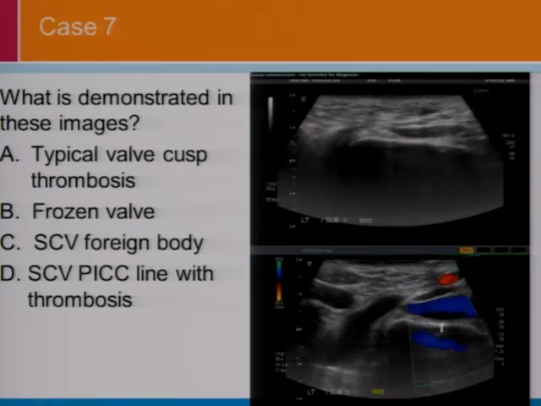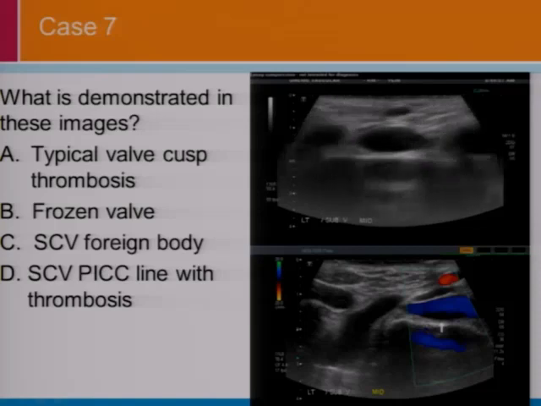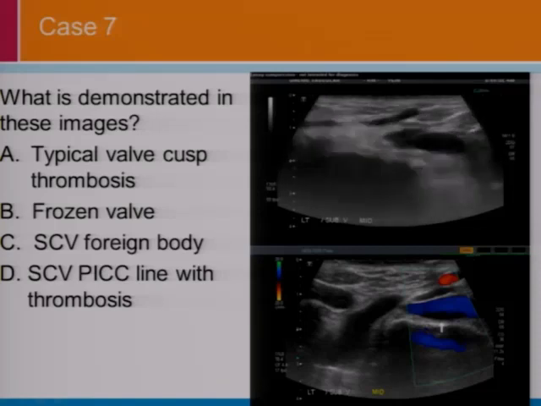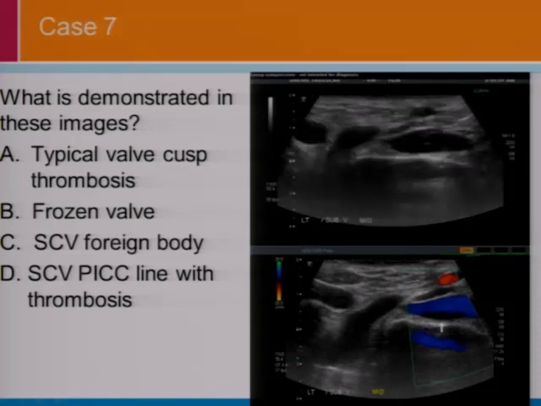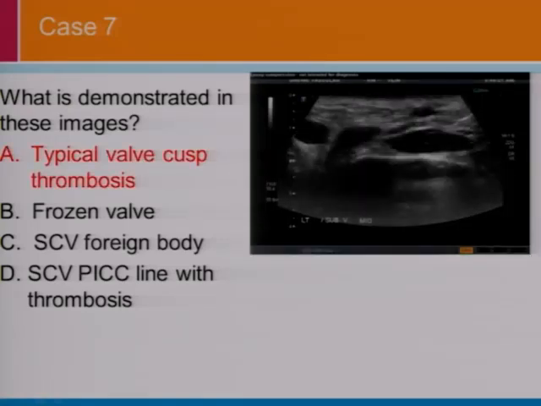You can see the vein is non-compressible. You know, we always talk about deep vein thrombosis beginning on the valve cusp. It's rare that we see it quite this early, but this was a case where we did see the valve cusp thrombosis very early in this patient, and that was the only thrombus that they had, was just isolated to that valve cusp.